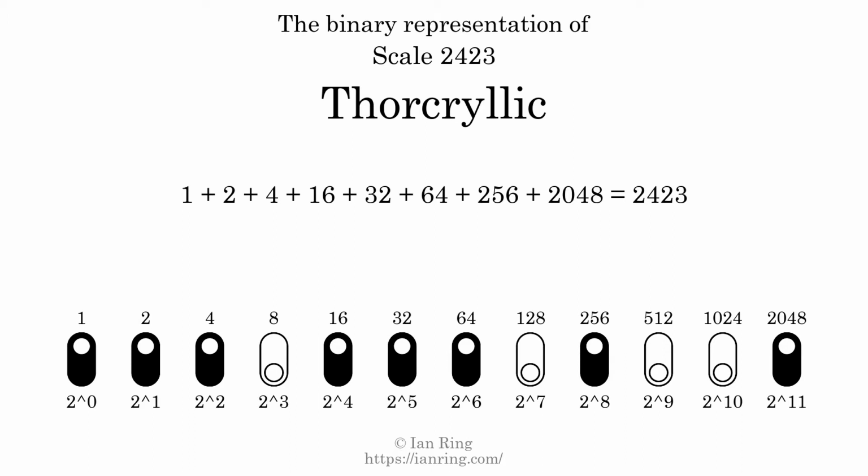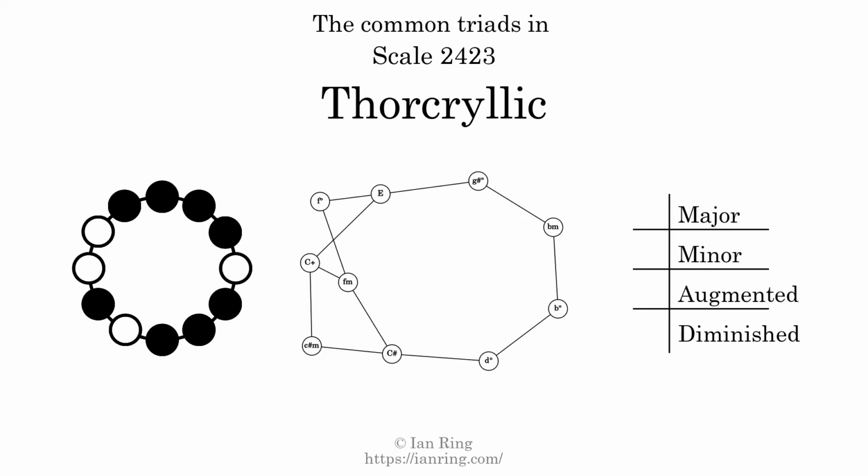The scale number not only enumerates the scale with a unique index, but it also literally describes the tonal content of the scale. Represented as a binary number in base 2, the scale number is 1001011110111. Here are the common triads present in this scale.